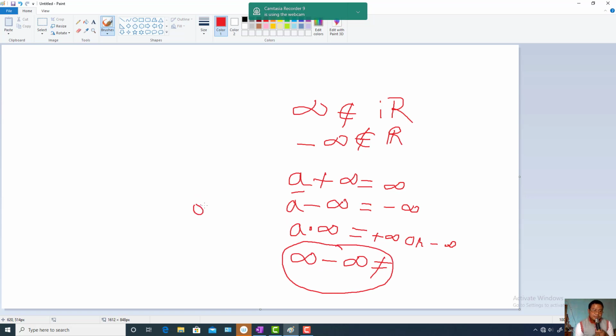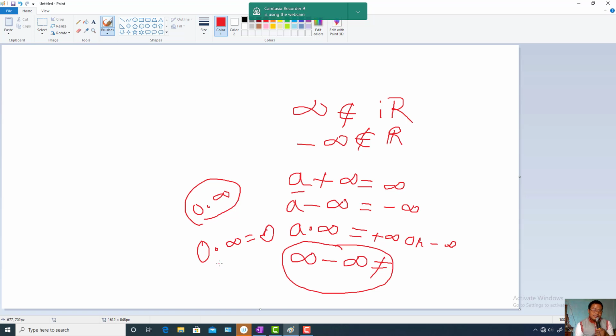Also, 0 times infinity is undefined in the set of real numbers. In the study of real numbers, when you talk about extended real numbers, 0 times infinity is undefined. But especially for measure theory, by convention, 0 times infinity is 0. This is an exception, especially for measure theory.